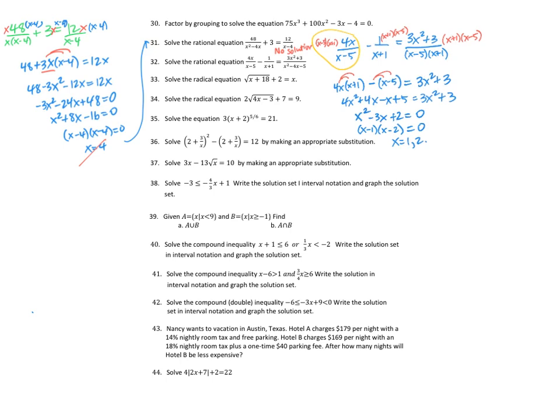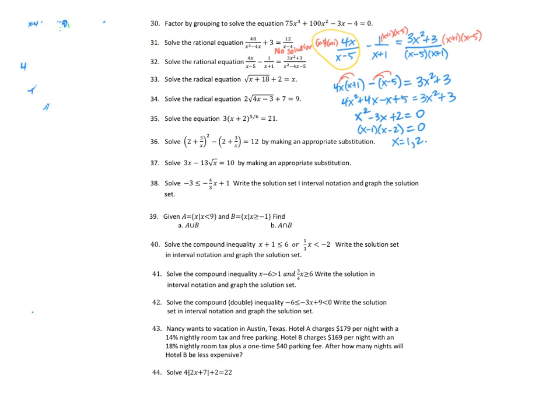It says solve the radical equation, square root of x plus 18, and then plus 2 equals x. And so I can start by subtracting the 2 from both sides. We'll get square root of x plus 18 is equal to x minus 2, and then I'm going to square both sides. So x plus 18 is equal to x minus 2 quantity squared.